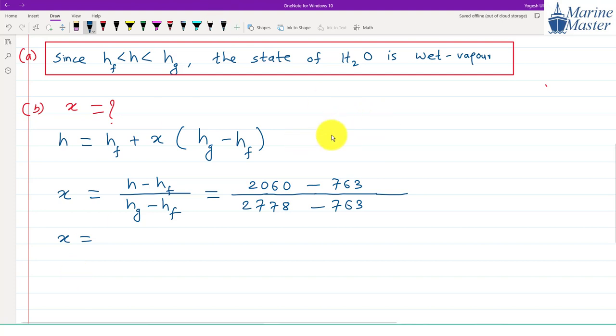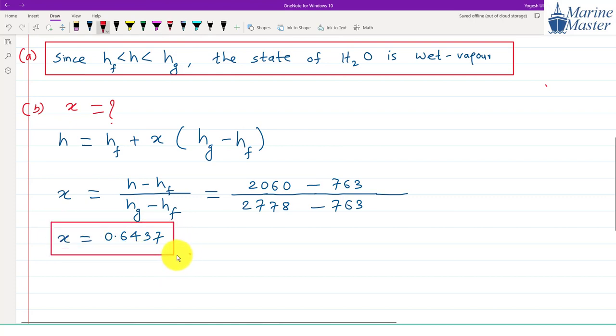Always do the calculation with me, guys. So 2060 minus 763 divided by 2778 minus 763. If you do the calculation, what is the value of dryness fraction? Everyone is getting 0.64. So we will get 0.6437. This is the value of dryness fraction, guys.